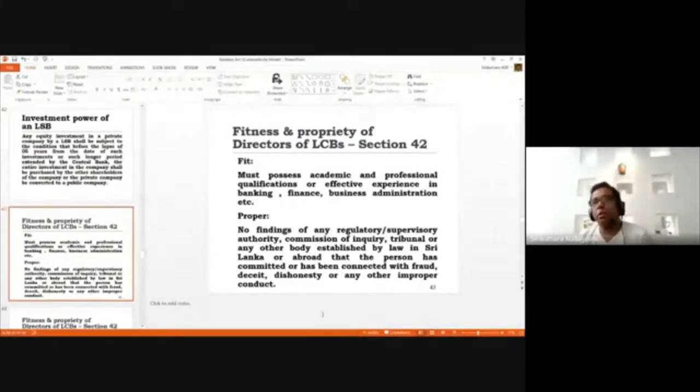As we mentioned, both LCBs and LSBs are generally prevented from investing in private companies. They need to invest in public companies within limits, as I mentioned, which is 10% of the capital funds in an entity, in the case of a licensed commercial bank or a specialized bank, and in aggregate it cannot exceed 30% of the capital funds of a licensed commercial bank or 50% of the capital funds of a licensed specialized bank. In addition, in the case of a licensed specialized bank, there is another requirement, that the investment cannot be more than 20% of the paid-up capital of the investee entity.